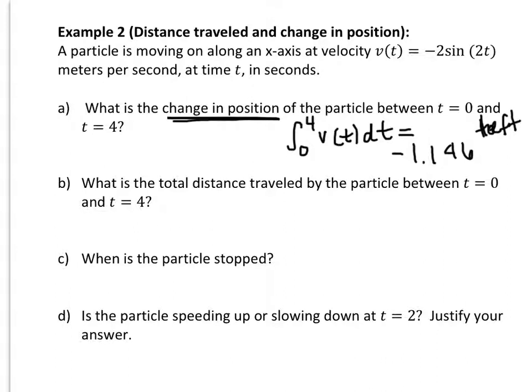Question B asked me for the total distance traveled. Total distance traveled, distance I remember must be positive. So I have to fix my definite integral. And so I'm going to fix it by taking the absolute value of velocity. Again, using the calculator, just remembering to put absolute value around my function as entered.